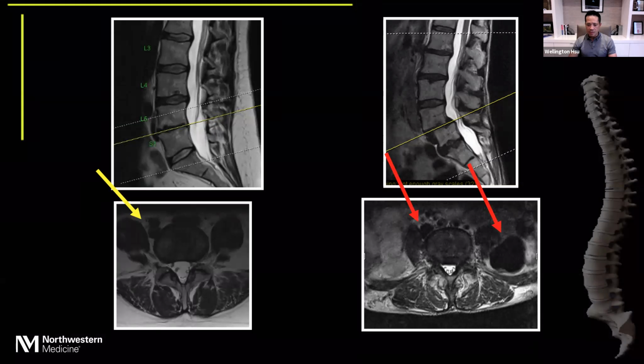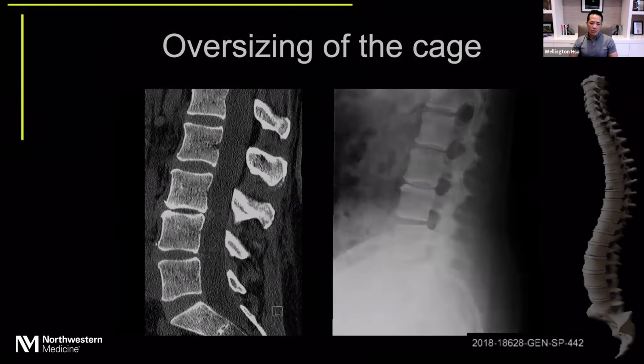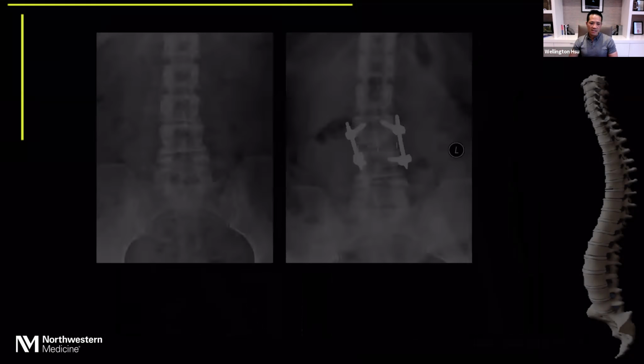And these are just examples from the paper as well. So, okay, I'll just end with this. One of the most daunting complications from this operation is that you can oversize the cage. Because this is so powerful of an operation, and you can take so much disc out, and you can actually jack up the disc space, you could actually cause adjacent level problems.